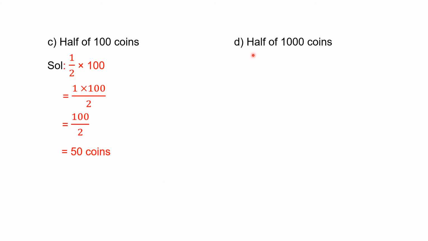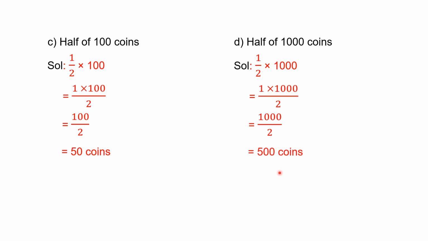Next one. Half of 1000 coins. 1 by 2 multiplied by 1000. Multiply the numerators. 1 into 1000 divided by 2. That is 1000 divided by 2. We know that 2 fives are 10. So 1000 divided by 2 equals 500 coins. Half of 1000 is 500.